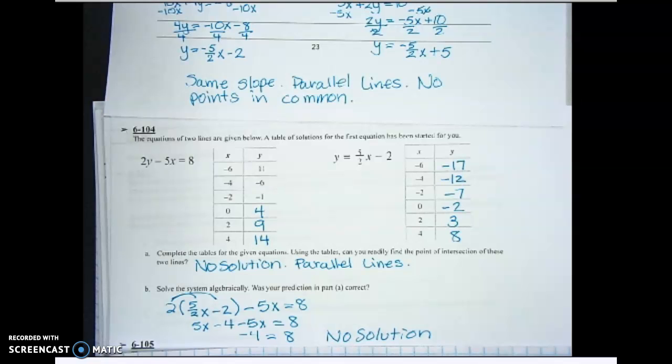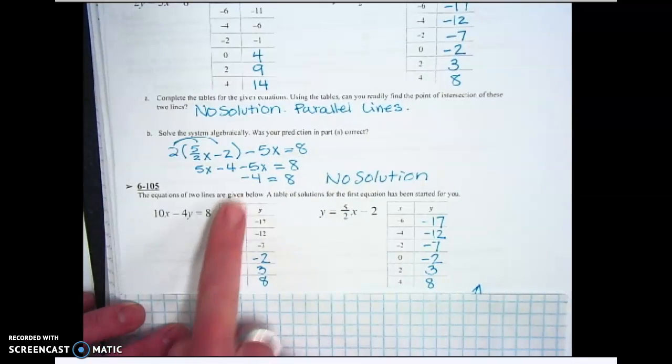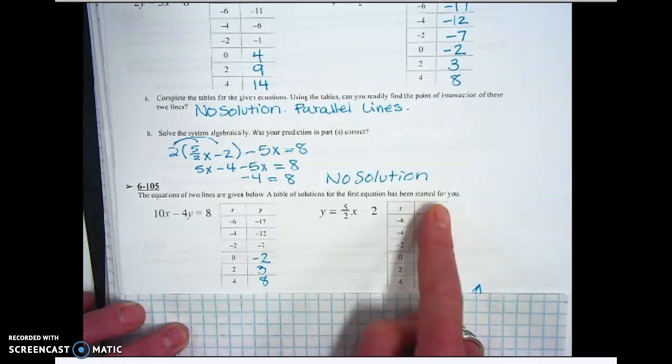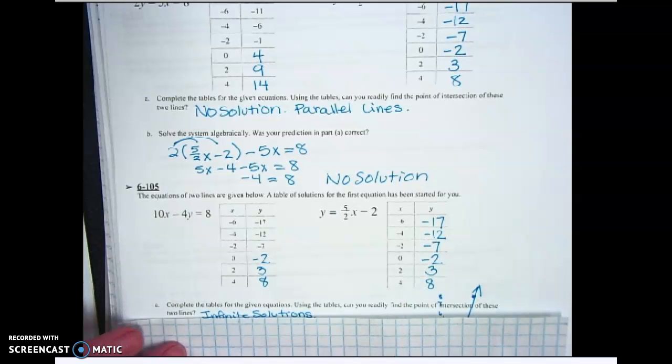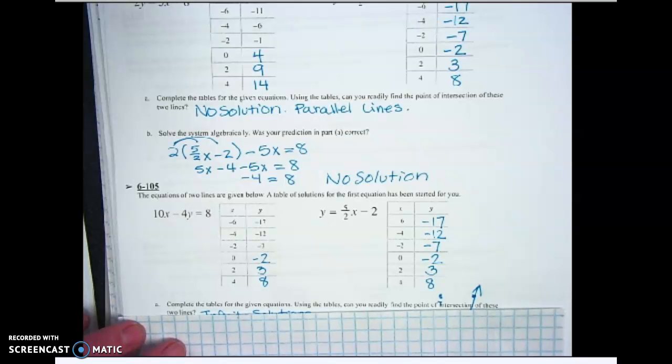All right. Question 105 says the equations of two lines are given below. A table of solutions for the first equation has been started for you. So you're going to plug in all the numbers again into the first equation, fill out your table, then you're going to plug in all these numbers for the second equation, fill in your table. Then it says, part A, complete the tables for the given equations. We did that. Okay, using the tables, can you readily find the point of intersection of the two lines?